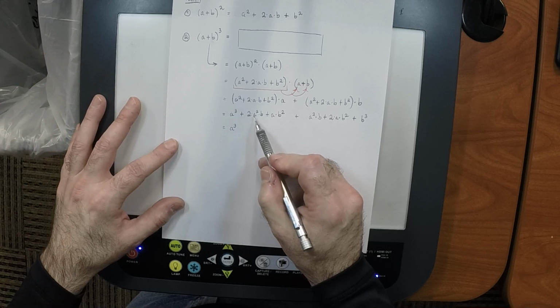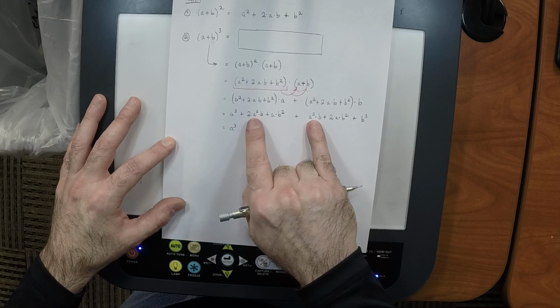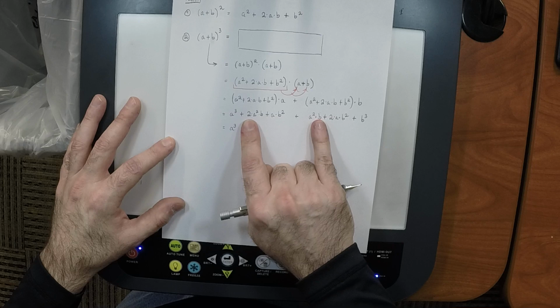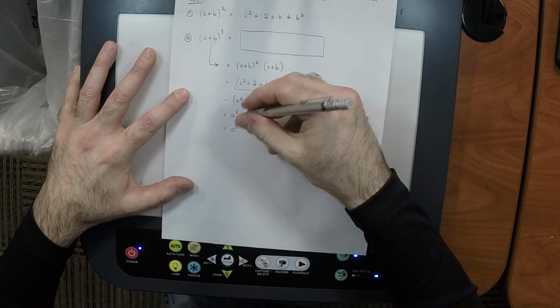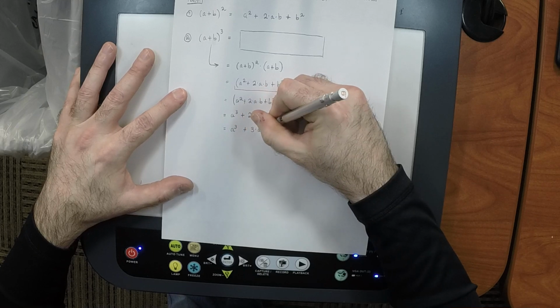So this is AAB. Are there any other terms that have AAB? Yeah, that one right there, right? So this is 2 AAB, and this is 1 more. So how many of them altogether? 3, right? So this would be plus 3 a squared b.